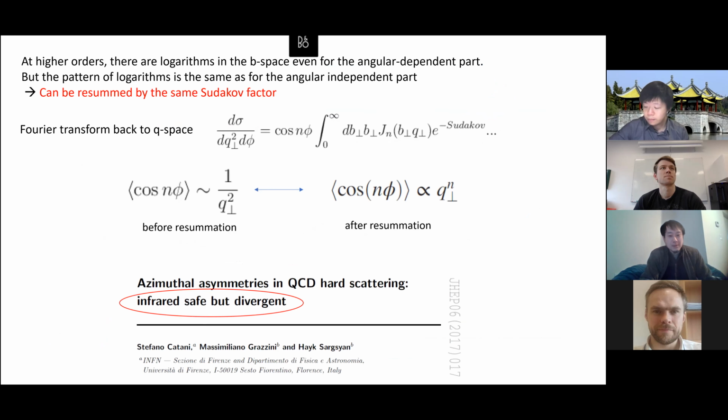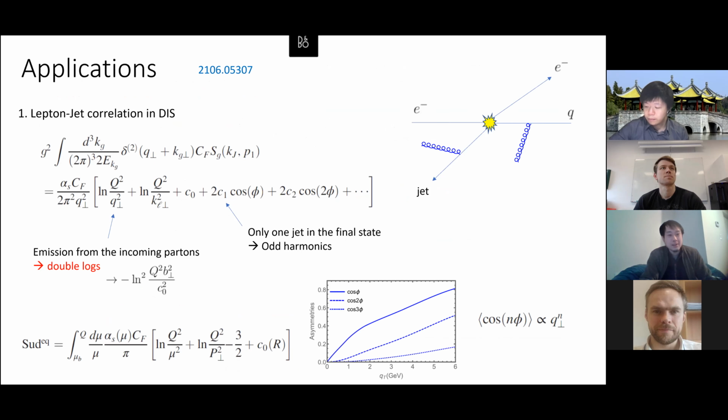All right. So this is the exclusive dijet, and here is the lepton-jet correlation. The difference from the previous case is that now there is radiation from the incoming quark, and because of that we have a double log. You see this 1/q squared times log of q squared. Because of the radiation from the incoming quark, you have collinear radiation as well, so the leading term is a double log, and you also have a single log. There is a cosine phi term because there is only one jet in the final state, so you break the symmetry. So you have cosine 2 phi, cosine 3 phi, and so on.